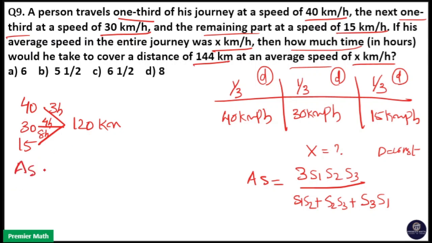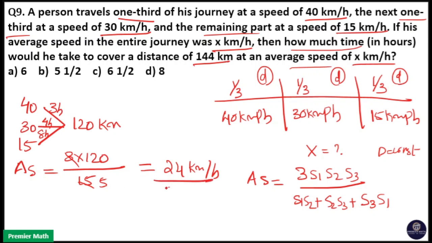So the average speed is equal to total distance, 120 plus 120 plus 120, that is 3 into 120, divided by total time, 3 plus 4 plus 8, that is 7 plus 8, 15 hours. This will be 3 into 120 divided by 15, which is 24 km per hour. That is the average speed x.